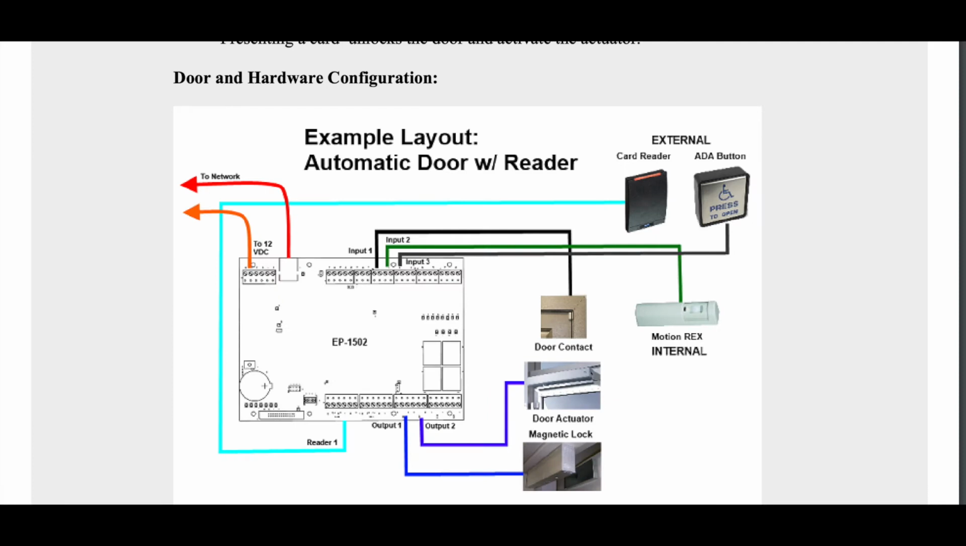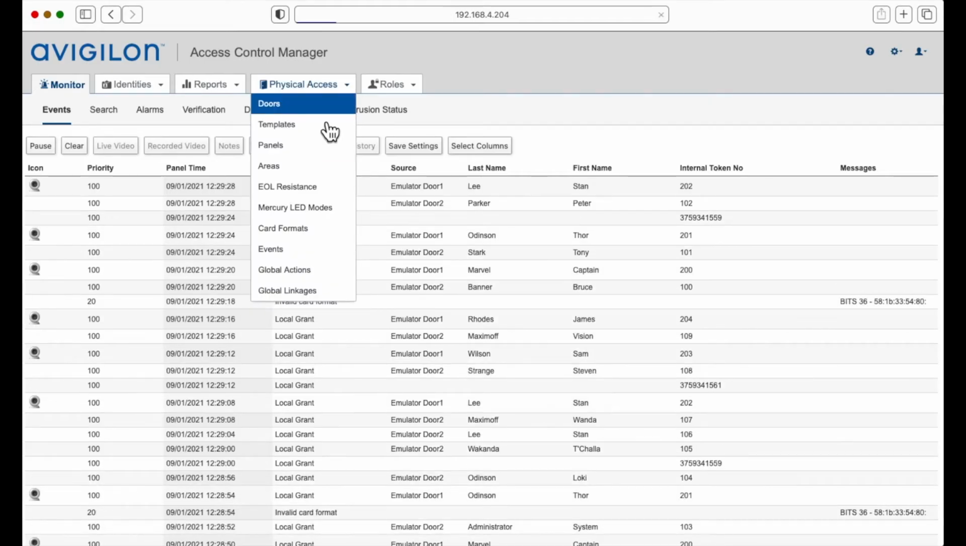So I'm going to go ahead and put up a little graphic of the wiring template. You'll see here, you'll have your card reader wired up as normal. You'll have your ADA button as well, and that'll go to one of your inputs. Your Rex, same thing, will go to one of your inputs, and a door contact as well. And then you'll have your door actuator, which is provided by the door company, and then you'll have your magnetic lock or your strike.